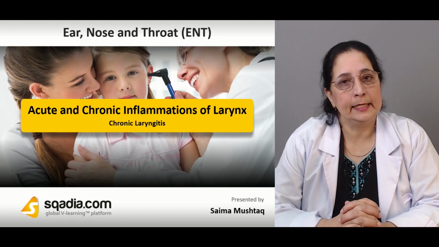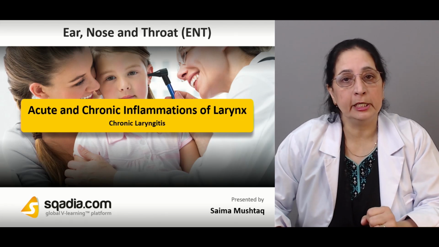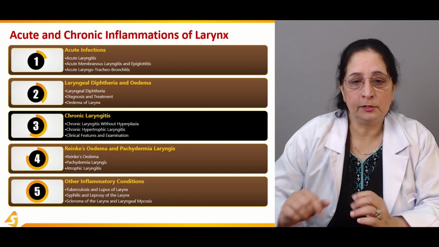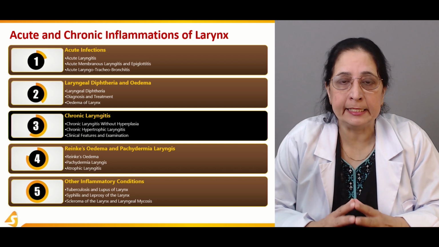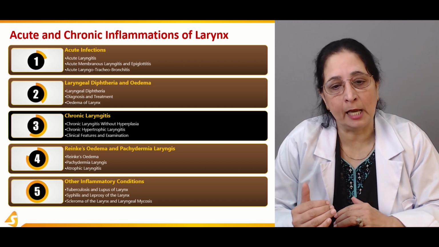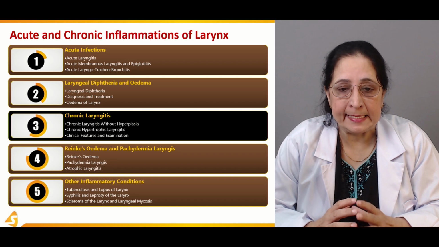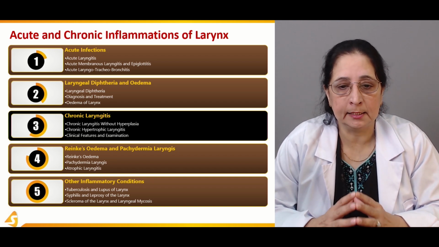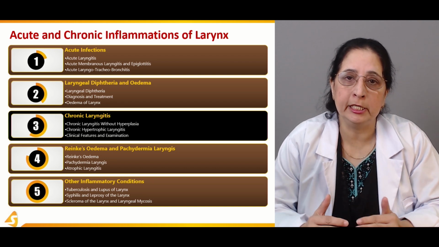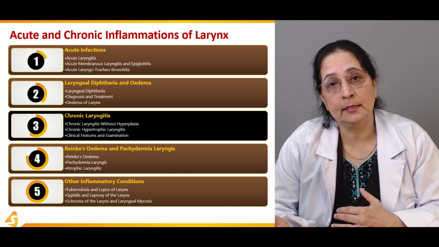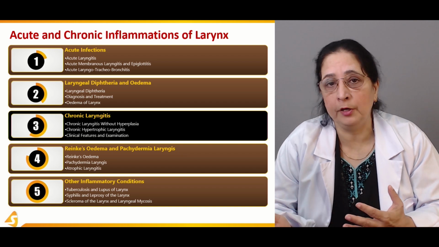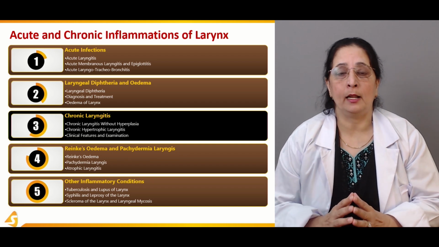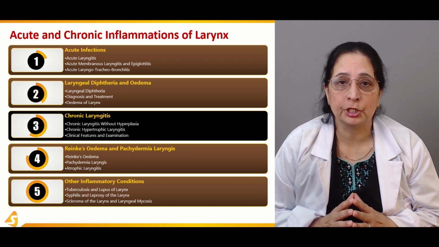Now, in our third section, we will talk about some conditions of chronic laryngitis: chronic laryngitis without hyperplasia and chronic hypertrophic laryngitis. We will talk about how these two conditions present, whether they are associated with hypertrophy or not, how we can treat these conditions, and how the examination is performed.